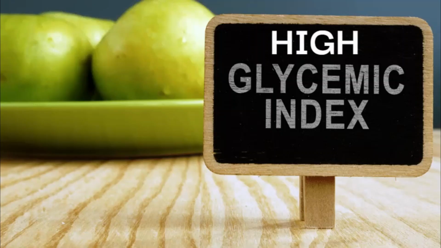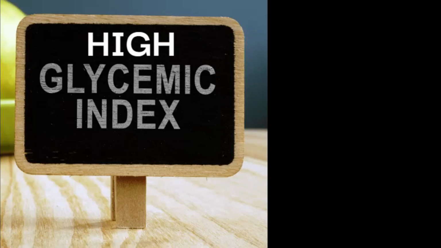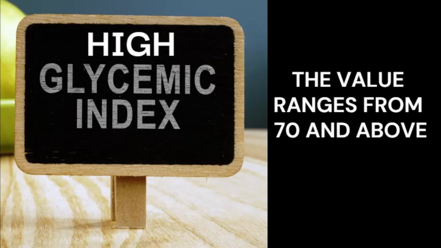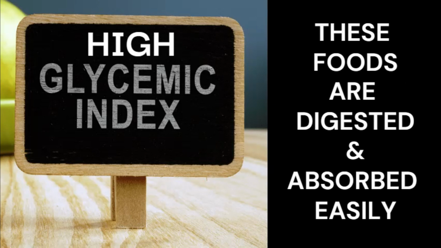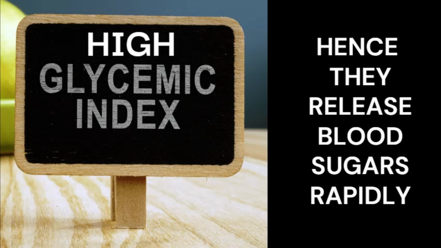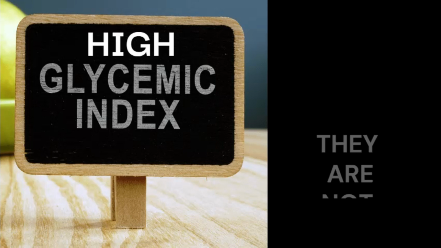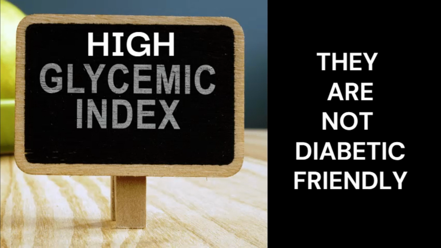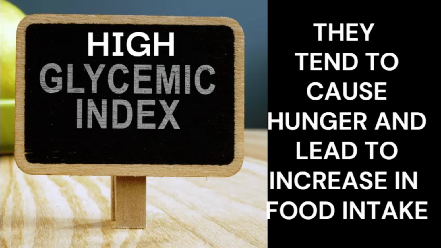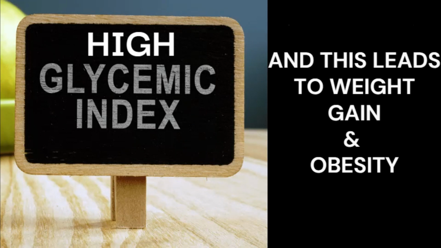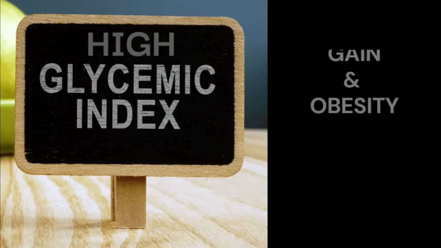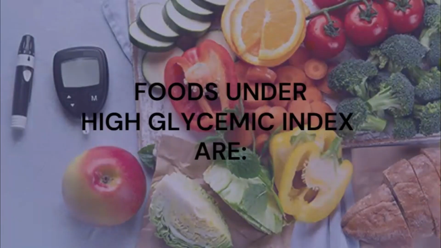Now, high glycemic index. High glycemic index value ranges from 70 and above. These foods are digested and absorbed easily, hence, they raise blood sugars rapidly. They are not diabetic friendly. They tend to cause hunger and lead to an increase in food intake and cause weight gain and obesity. Now coming to what are the foods that are under high glycemic index.